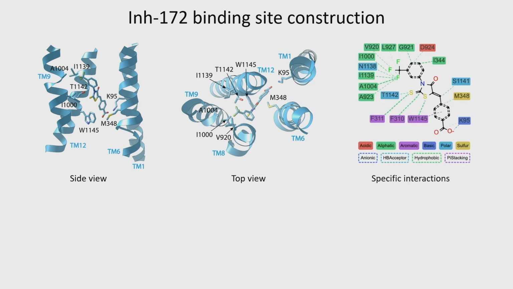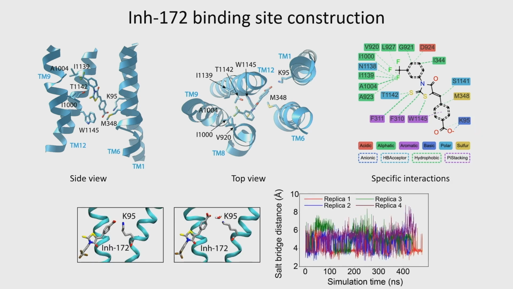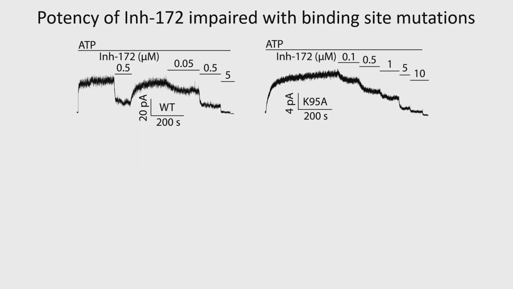And the drug interacts with CFTR mainly through hydrophobic interactions, also with a pi stacking effect. Especially, there is a salt bridge between lysine 95 and the carboxylate of the inhibitor. This salt bridge can be direct or water mediated, as we measure the distance here. And this salt bridge is quite important, as shown in our electrophysiology experiments.